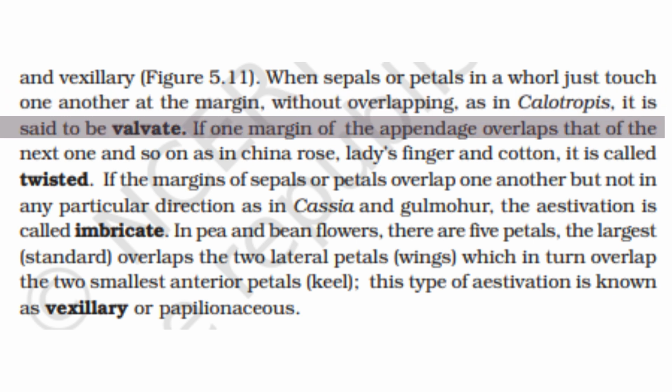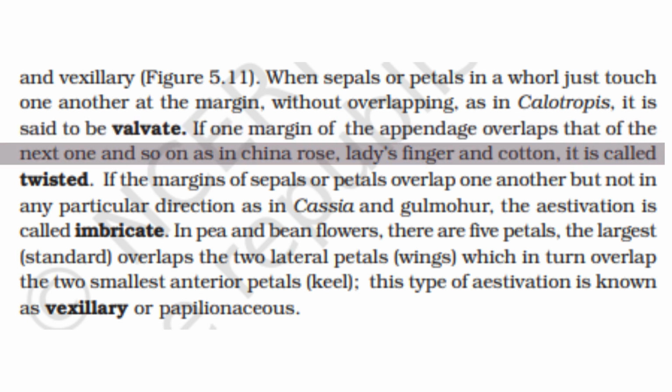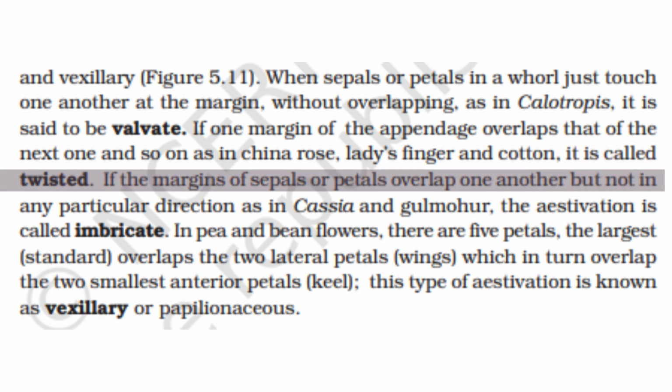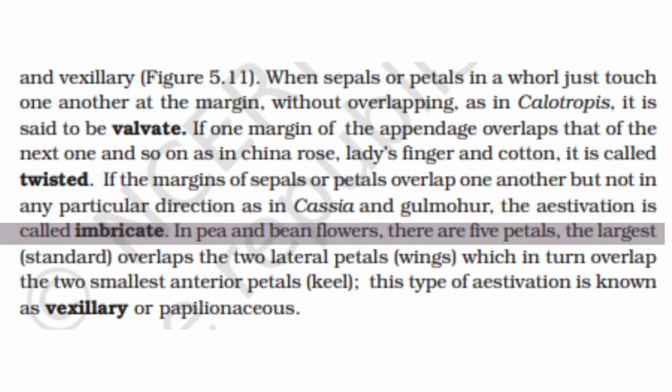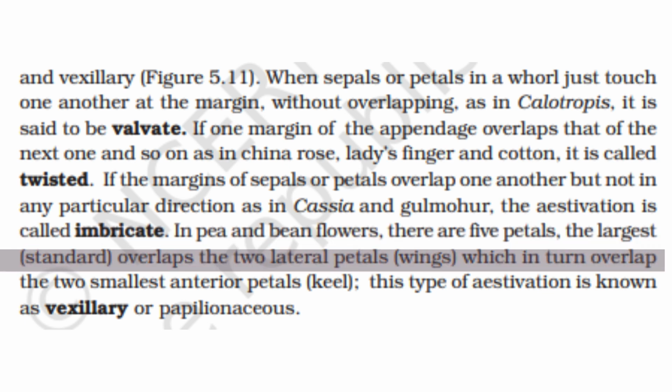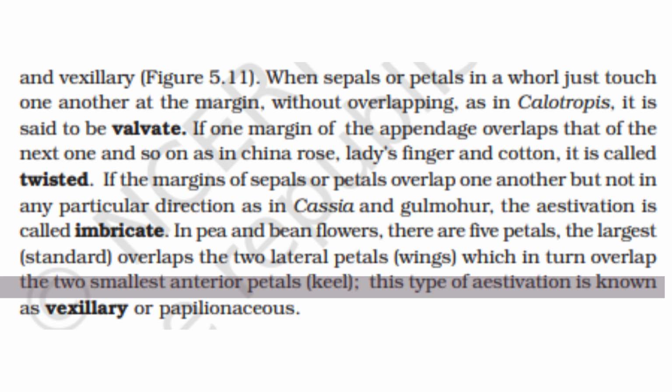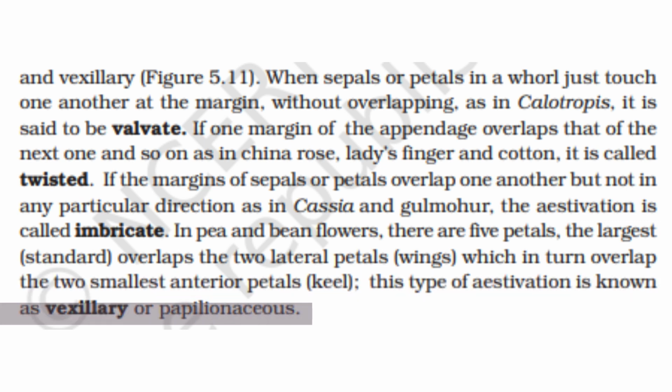If one margin of the appendage overlaps that of the next one, and so on, as in China rose, lady's finger, and cotton, it is called twisted. If the margins of sepals or petals overlap one another, but not in any particular direction, as in Cassia and gulmohar, the estivation is called imbricate. In pea and bean flowers, there are five petals. The largest, standard, overlaps the two lateral petals, wings, which in turn overlap the two smallest anterior petals, keel. This type of estivation is known as vexillary or papilionaceous.